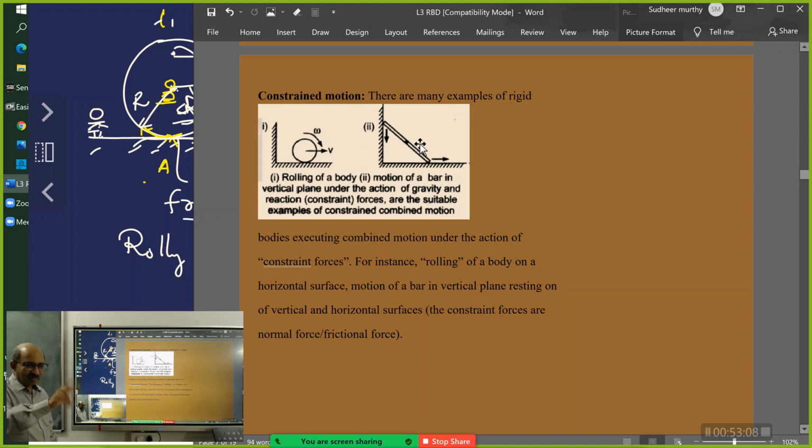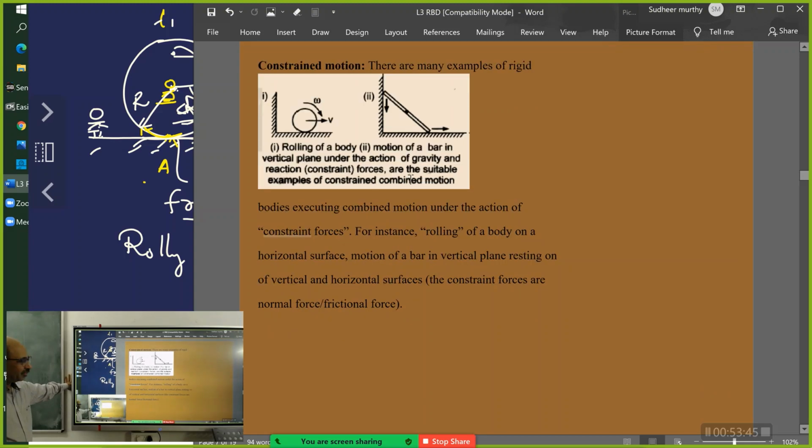So rotational motion doesn't mean only wheel and roller. Rolling is a concept, where there is a combination of both rotational as well as translational motion. This motion under constraint here is also a combination of rotation and translation. Got it, all of you? We'll analyze this.